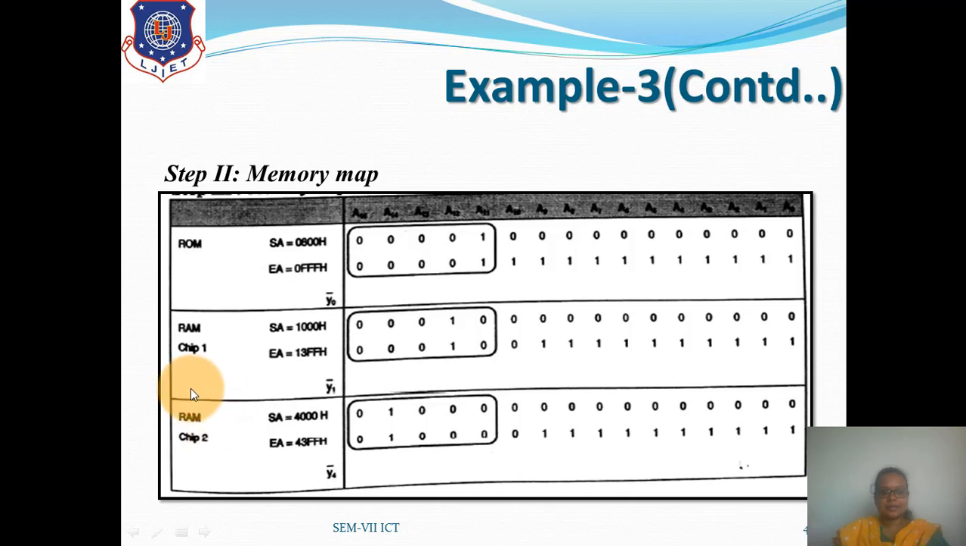And similarly RAM chip 2 also having a starting address 4000, so we have displayed 4 and 000, that is rest all are the zeros, and ending address, that is 43FF, so 4, that is 0100, 3, that is 0011, and rest all are the ones, as it is a F, right.